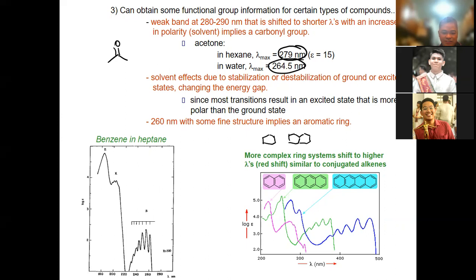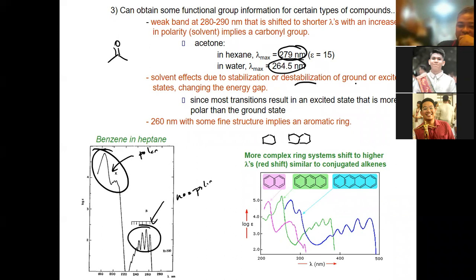Okay, so this is the one in heptane, and this is the one in water. And if you could see here, mas broaden nga yung ano dito kaysa dito. Kasi polar to kaysa dito na non-polar. So solvent effects due to stabilization or destabilization of ground or excited state is just due to the change in the energy gap. So since most transitions result in an excited state that is more polar than what we call the ground state. So 260 nanometer with some fine structure implies that you have an aromatic.